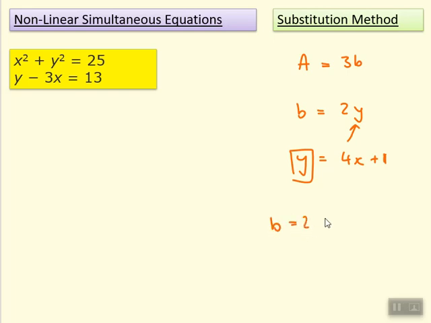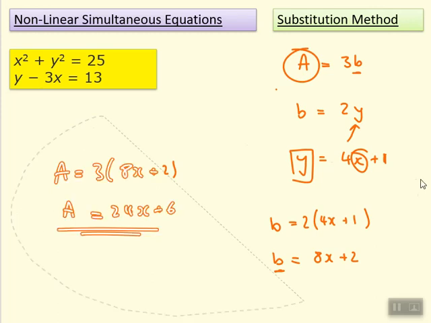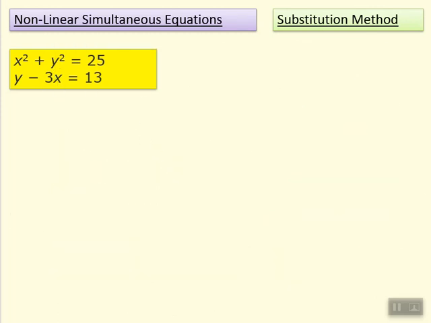So b equals 2. But remember, when you replace things, especially with algebra, you should write it in a bracket. So 4x add 1. I'm going to clean that up. So that's 8x add 2. I've expanded it. So now I've got b equals 8x add 2. So wherever there's a b, I can replace it with 8x add 2. So here's a b. I'm going to replace that. So a is equal to 3 bracket 8x add 2, and if I expand that, I get 24x add 6. And there is an equation that links a to x. See, it's really straightforward, but substitution is basically that. You're replacing things, and that's the method we're going to use to solve this, okay?